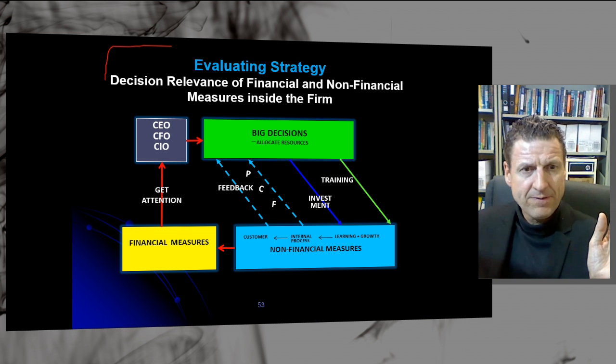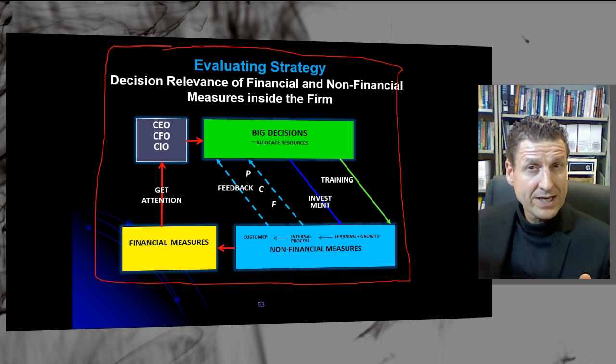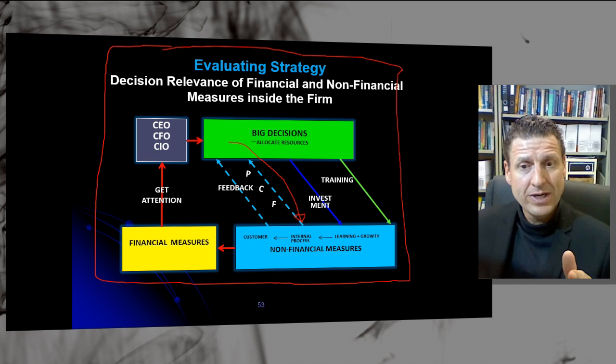So let's do a final summary here of what we're doing. In evaluating strategy, we have financial measures. We want to report to the CEO, the CFO, and the CIO. We just want to get their attention. Why? Because we want them to give us resources. What we did in part 2 is say, okay, we need to go one step further. We have option A, and we have option B. Let's just draw that there, all right?